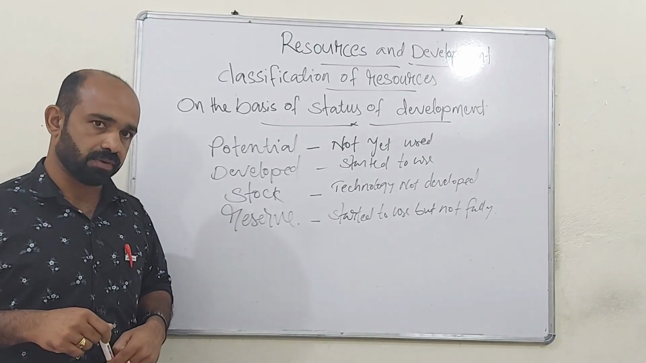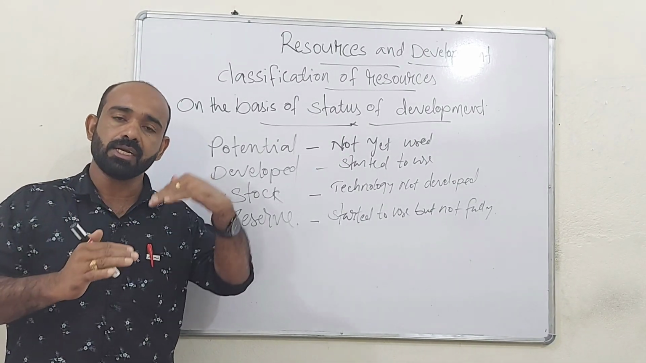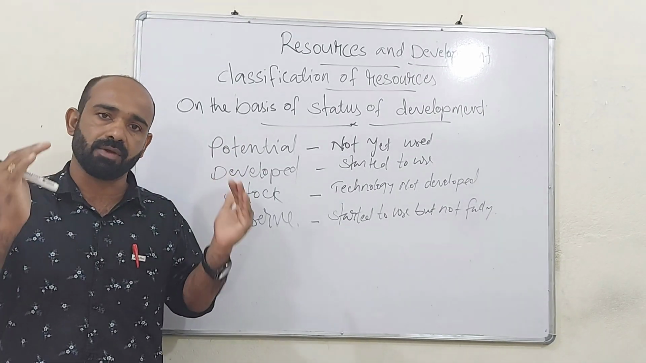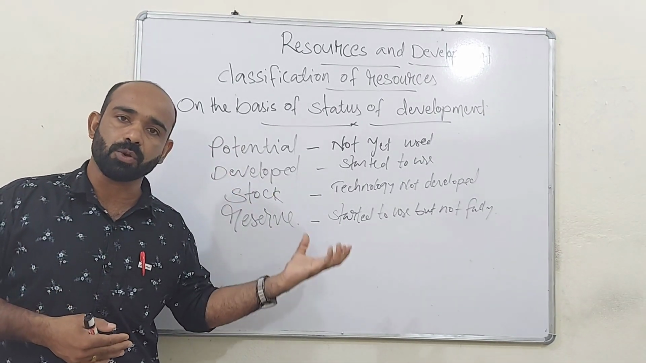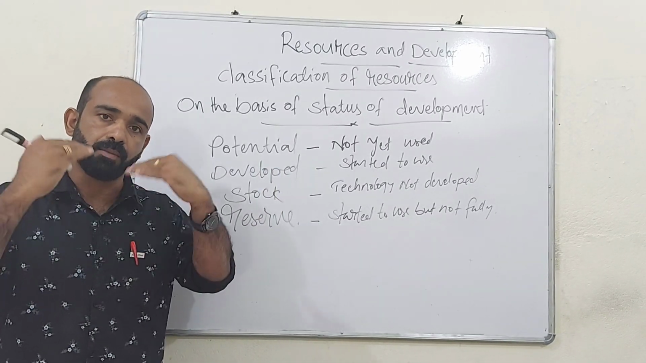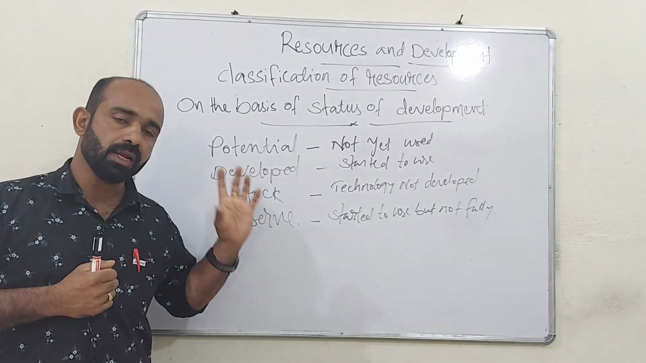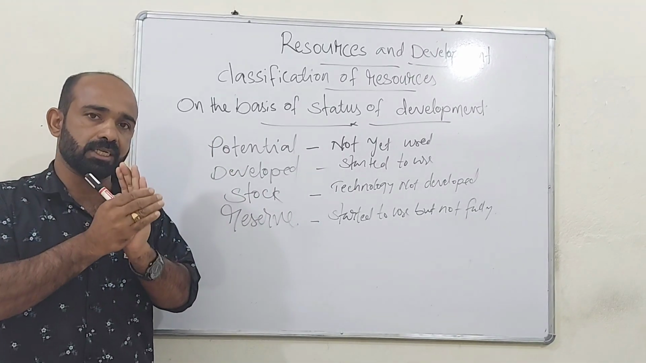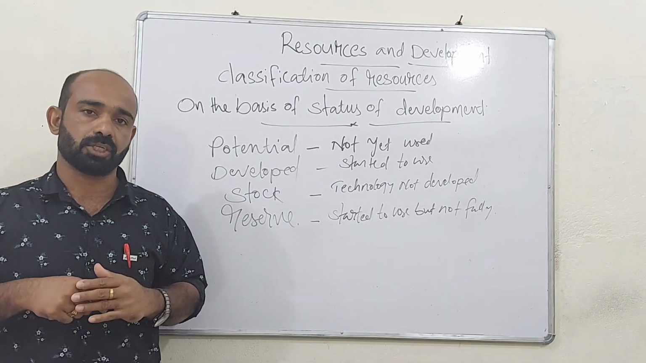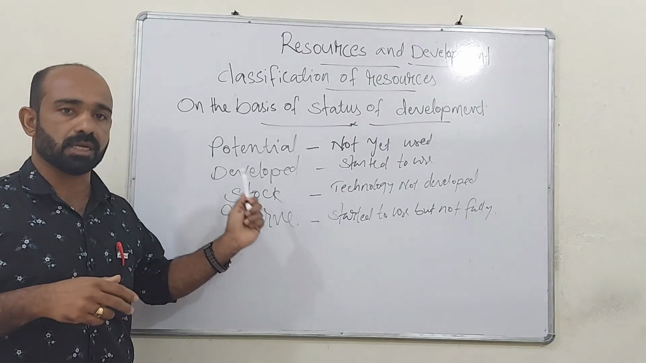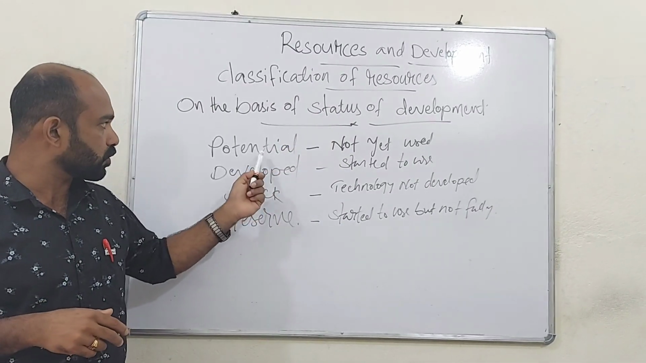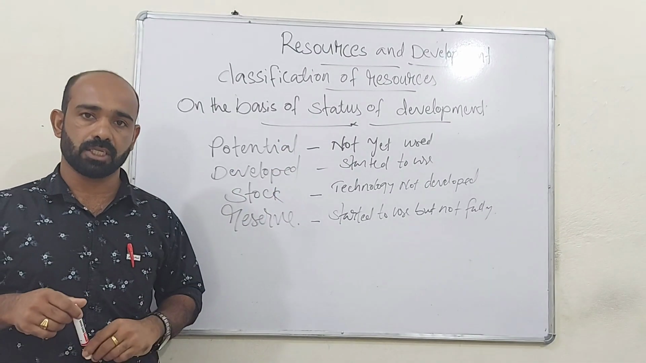And finally, reserve. Resources which are found in a region started to be utilized. Technology is made, quality and quantity estimation is already made, and survey is made, all the procedures are over, and they started to utilize, but not fully utilized. More can be extracted, but only partially utilized, only to a limited extent, while still a large extent can be utilized or extracted. Such resources are called reserve. So these are four types of resources on the basis of status of development: potential resource, developed resource, stock and reserve.